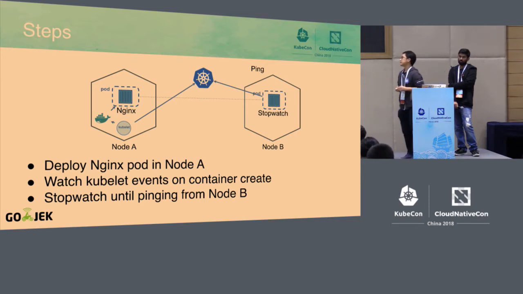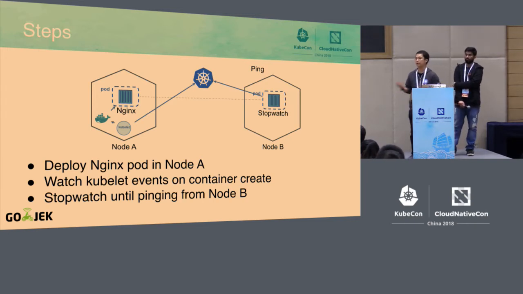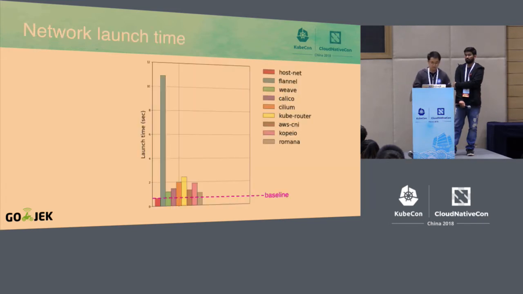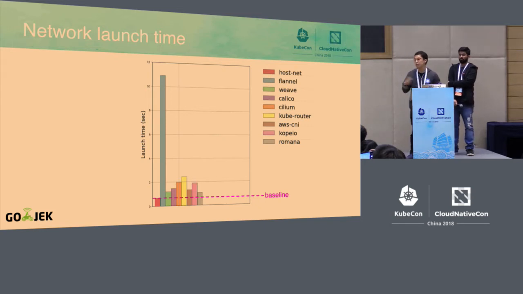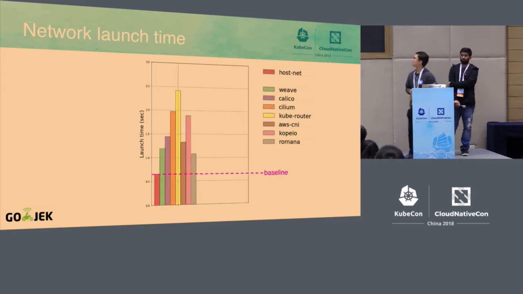We understand there might be an overhead here because kubelet is polling events from the kube API server. However, we didn't figure out a better way to measure this, and I don't think this will cause an issue because the comparison between CNI plugins is apples to apples. Here's the result. For some reason, Flannel took more than 10 seconds to spin up the network on a pod. So in order to make the graph prettier, I'm going to take this out. Most of the plugins add additional network launch time.